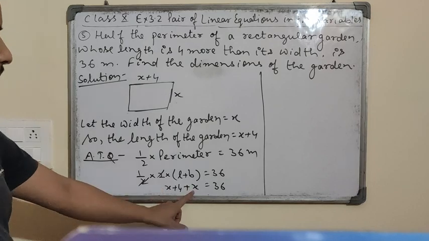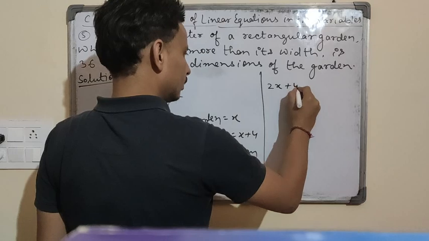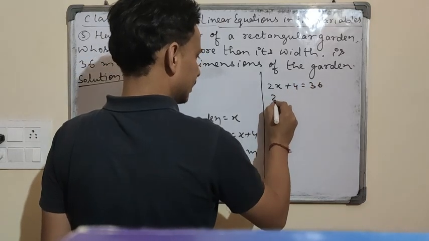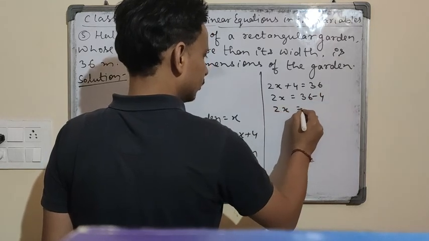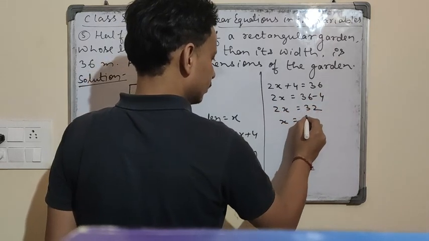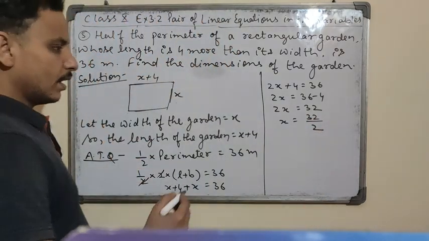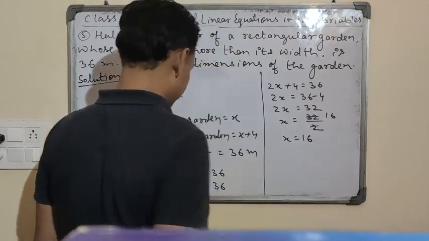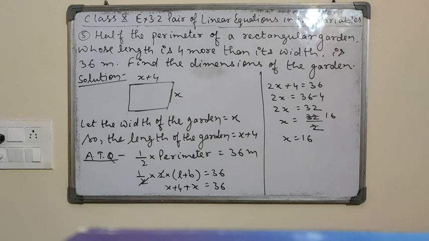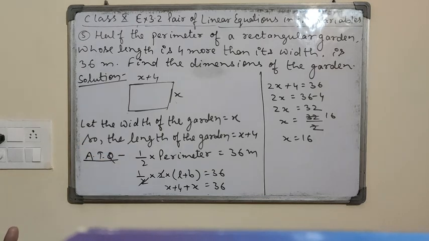36. Now x plus x will be 2x plus 4 equal to 36, and 2x equal to 36 minus 4. 2x equal to 32 and x equal to 32 upon 2. This will be cancelled out, x equal to 16. So the width of the garden will be 16 and the length will be 16 plus 4, that will be 20.